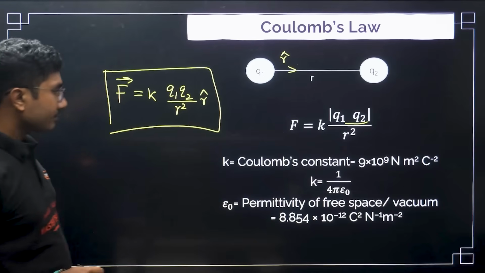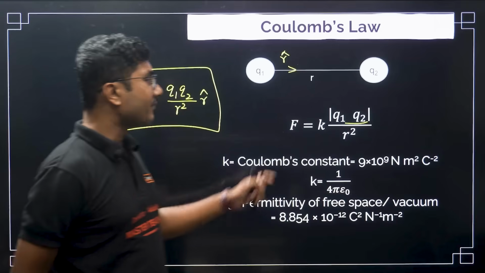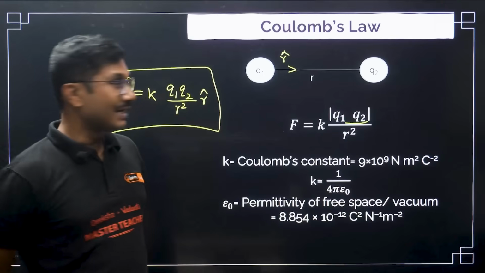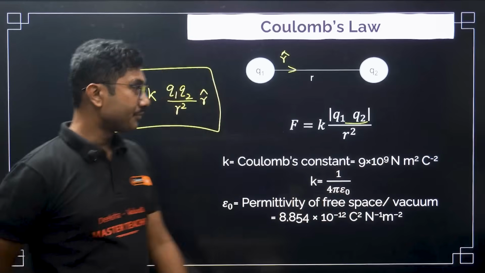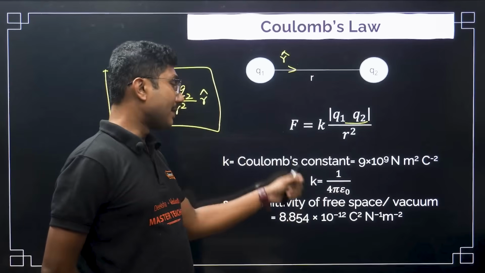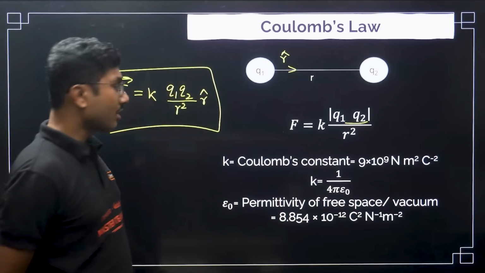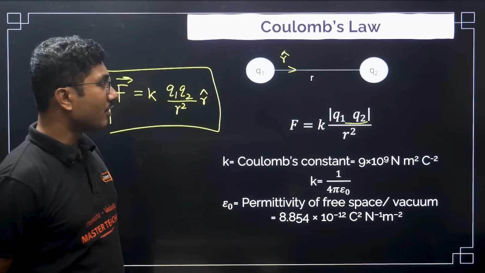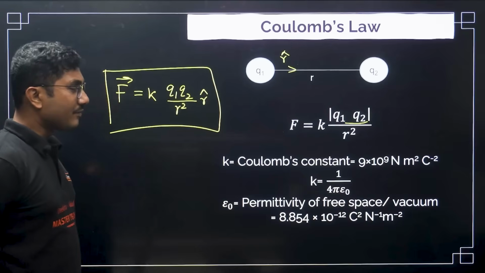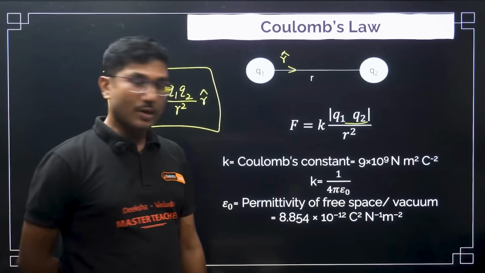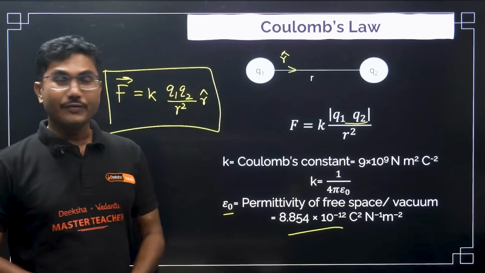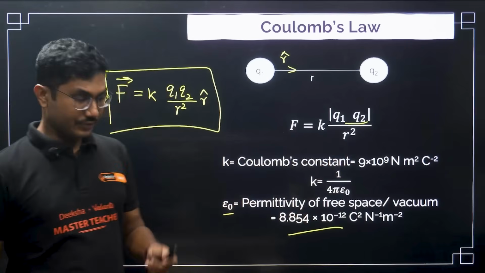Okay, K is called Coulomb's constant. Its value is approximately 9 into 10 to the power of 9, the very standard value, Newton meter square per Coulomb square. The unit is also very important. In terms of permittivity it can be written as 1 by 4 pi epsilon naught, where epsilon naught is the permittivity of free space or vacuum, and its value is 8.854 into 10 to the power of minus 12. So this is something different, and this is something different. Don't be confused between these two values, right?